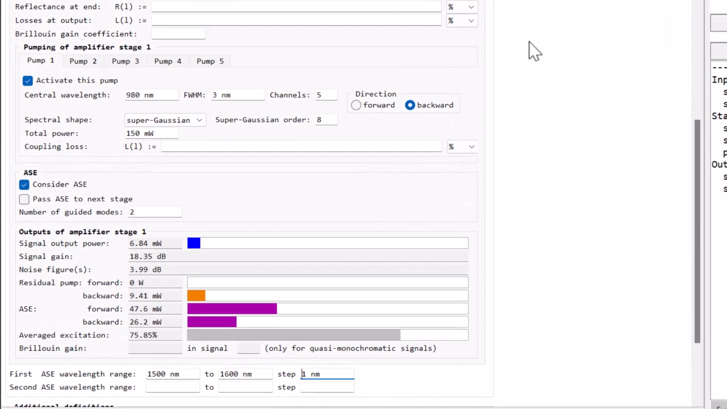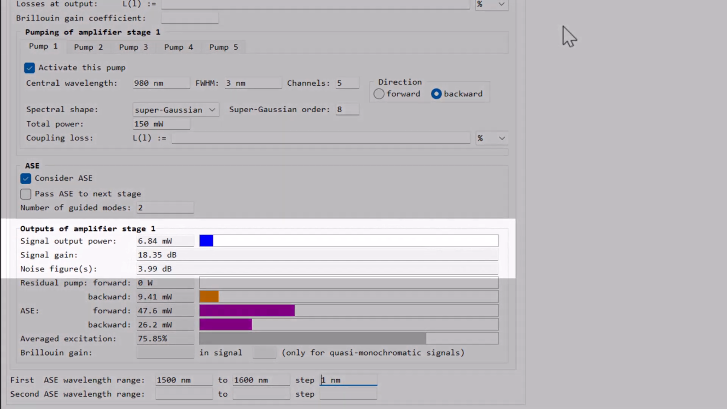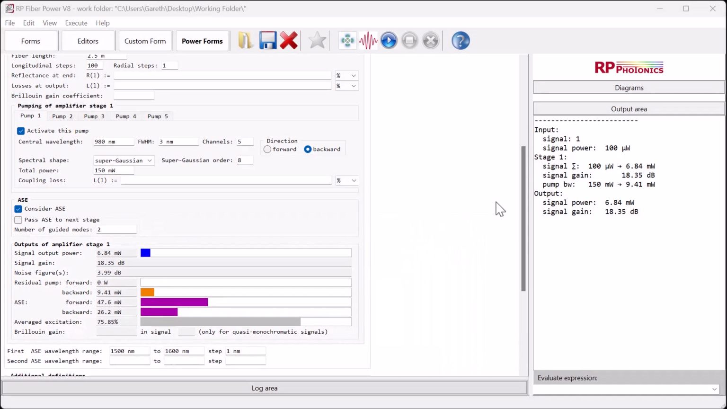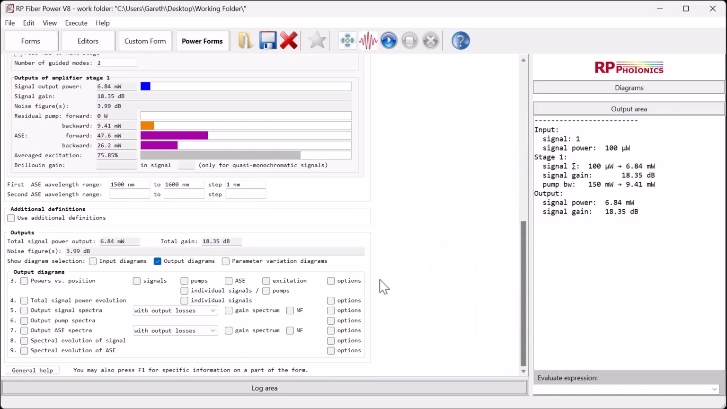Let's inspect the outputs of our amplifier stage. We have amplified our 100 microwatt signal to only about 6 milliwatts, which is far from our 100 milliwatt goal. Most of our pump has been absorbed, with less than 10 milliwatts residual. But interestingly, we've produced a significant amount of ASE in both directions. Let's examine some output diagrams.